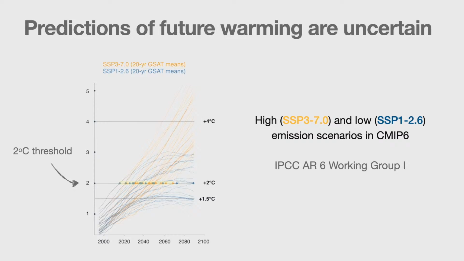The first thing that we can see from this image is that the predictions of global surface air temperature are quite uncertain, because the 2-degree threshold is predicted to be reached by the different models in a very wide time range. So there is a very large uncertainty on these projections.